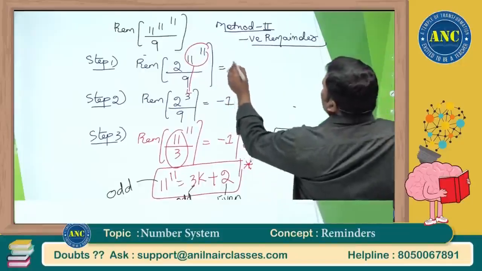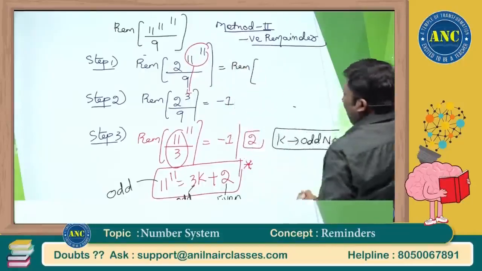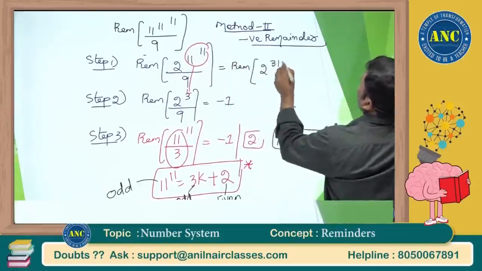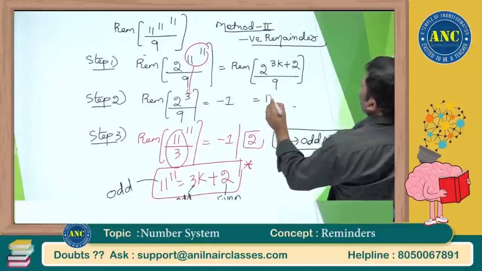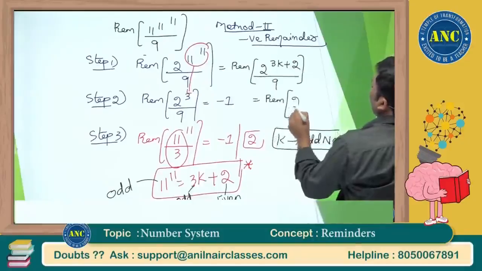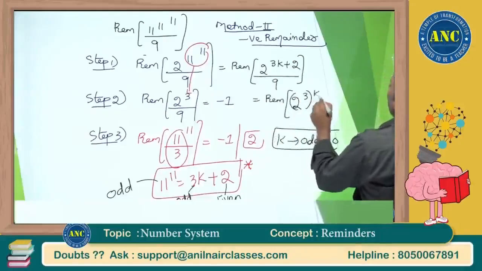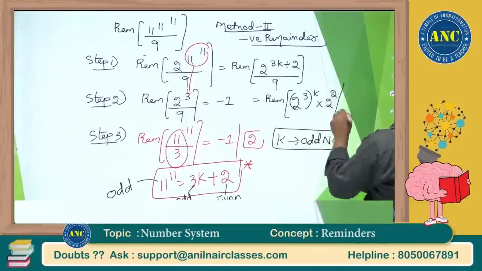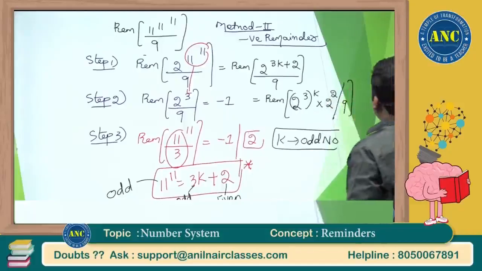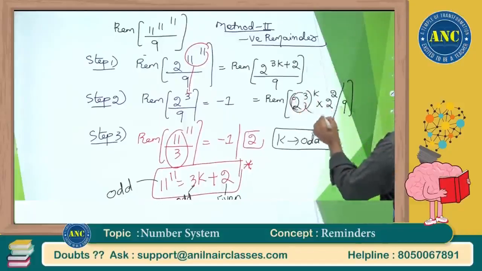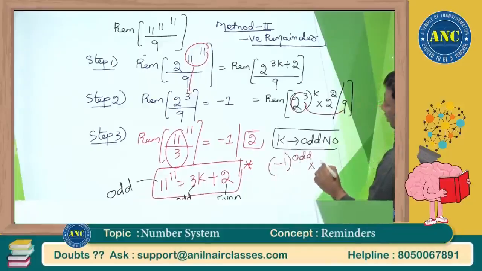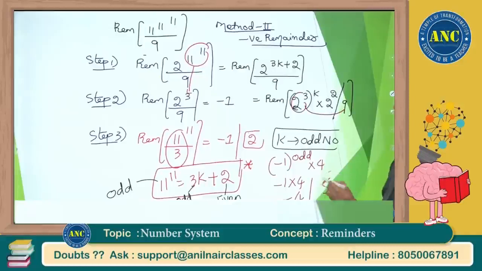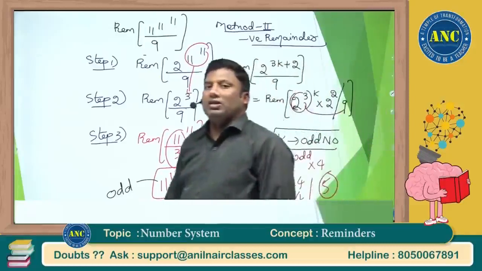So the remainder of 11 power 11 is the remainder of 2 power 3K plus 2 divided by 9. That is the remainder of 2 power 3 power K into 2 square divided by 9. Now see here, 8 divided by 9 gives minus 1, and K is an odd number, so minus 1 into 4, which is minus 4. The positive remainder is nothing but 5.